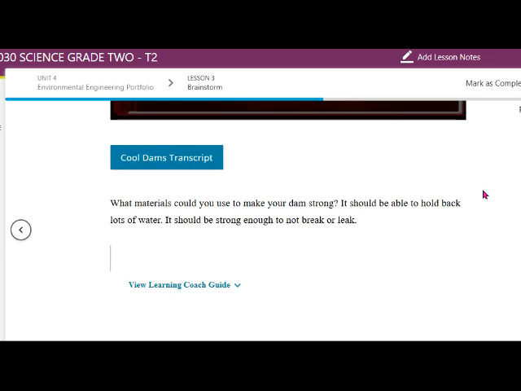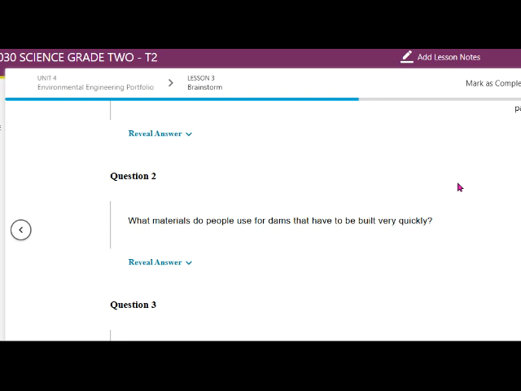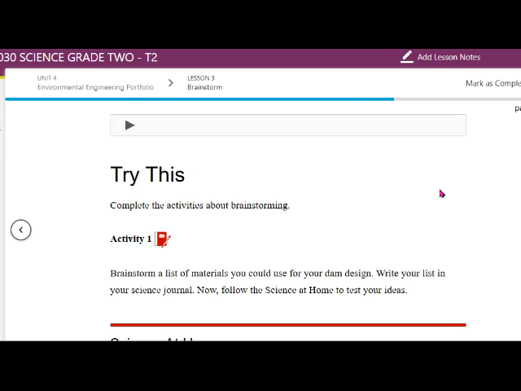What materials could you use to make your dam strong? It should be able to hold back lots of water. It should be strong enough not to break or leak. Think about these questions with your caretaker. What materials do people use for dams that are similar to materials beavers use? What materials do people use for dams that have to be built very quickly? What is a metal that people use to make dams? Go back to that flip book if you can't remember and check it out.